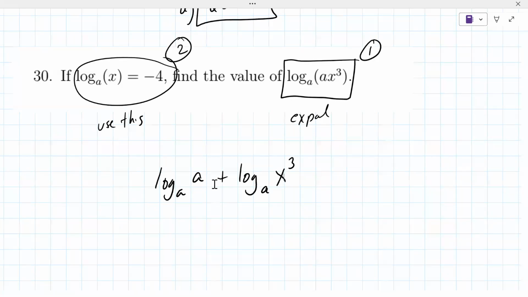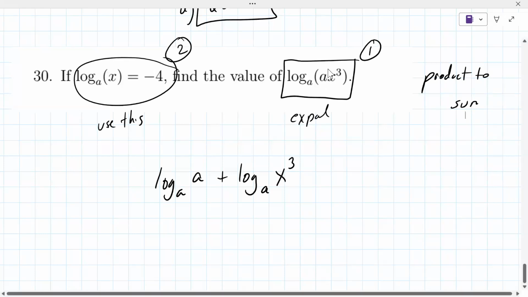Sorry, can you say that one more time? I yawned and was like, what? Product, the sum. So there's a product, multiplication, inside the parentheses. That becomes the sum here in the middle. That's how some students remember that.